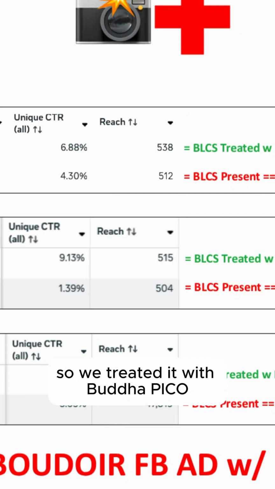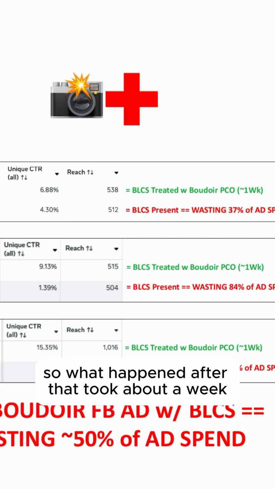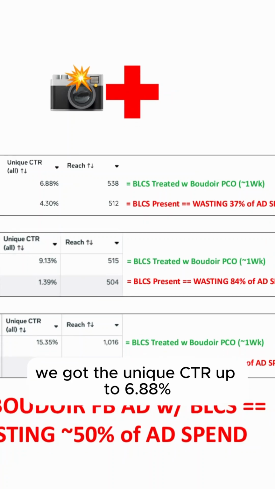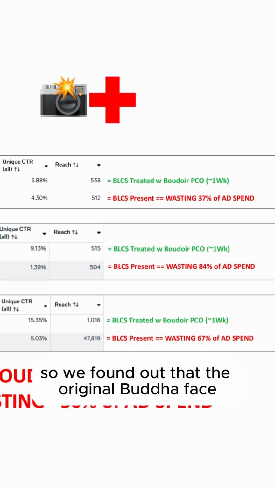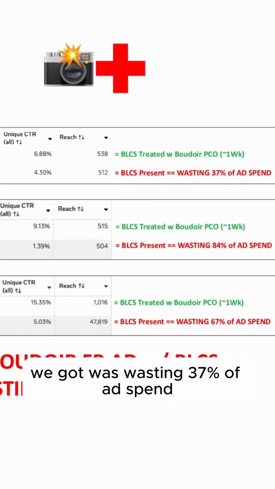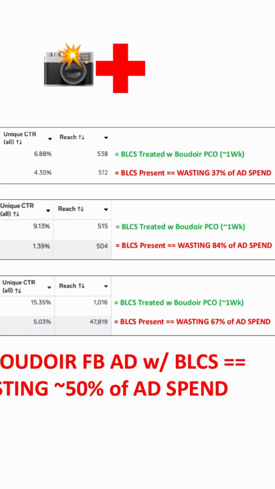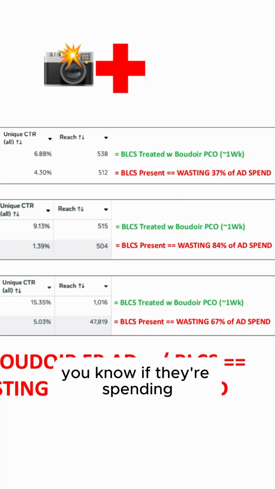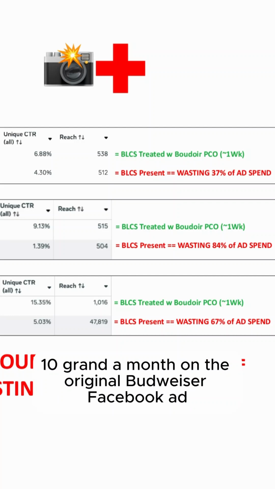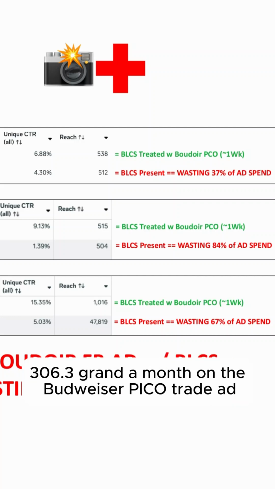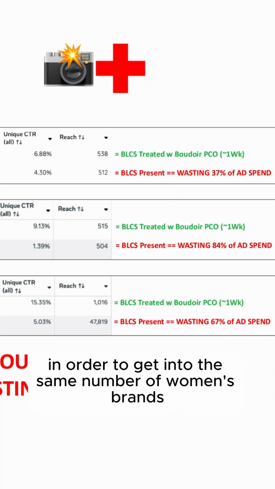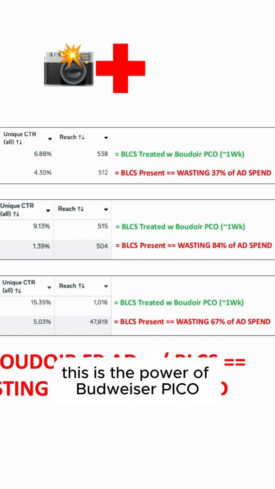So we treated it with Boudoir Pico. What happened after that? Took about a week. We got the unique CTR up to 6.88%. So we found out the original Boudoir Facebook ad was wasting 37% of ad spend. If they're spending 10 grand a month on the original Boudoir Facebook ad, now they only need to spend 6.3 grand a month on the Boudoir Pico treated ad in order to get into the same number of women's brains. This is the power of Boudoir Pico.